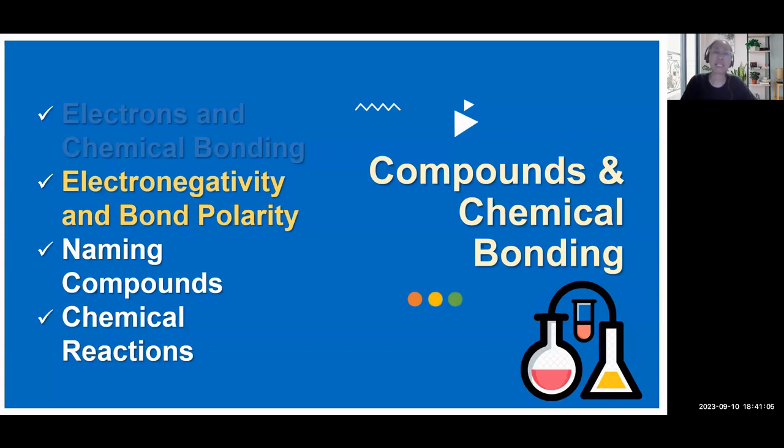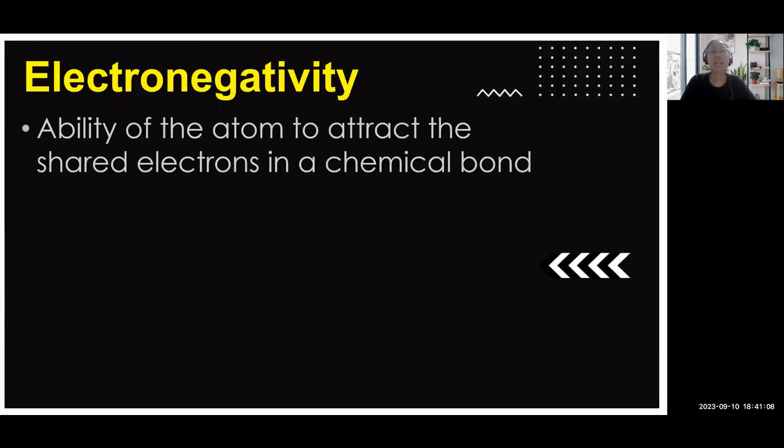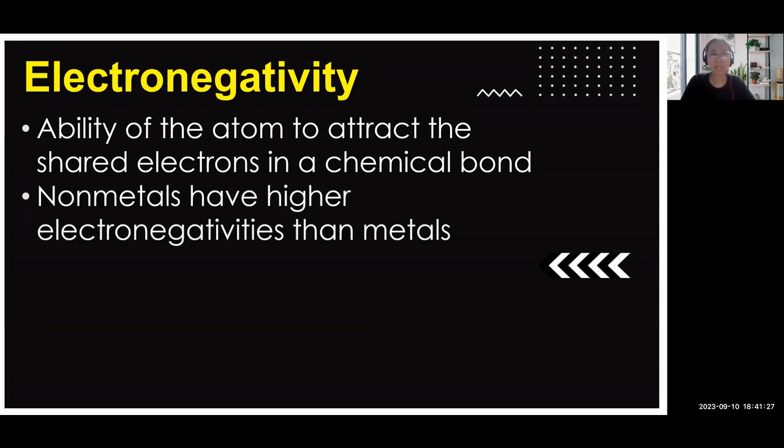So now let's look into electronegativity and bond polarity. Electronegativity is defined as the ability of the atom to attract the shared electrons in a chemical bond. In some cases, they also define electronegativity as the difficulty to remove an electron. We also say that non-metals have higher electronegativities than metals. Why is that? Because non-metals are better at attracting electrons. They do not lose electrons, but what they do is attract electrons.